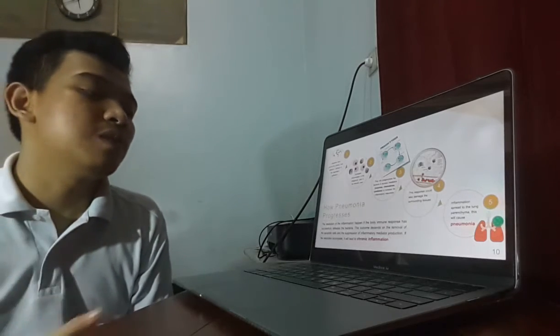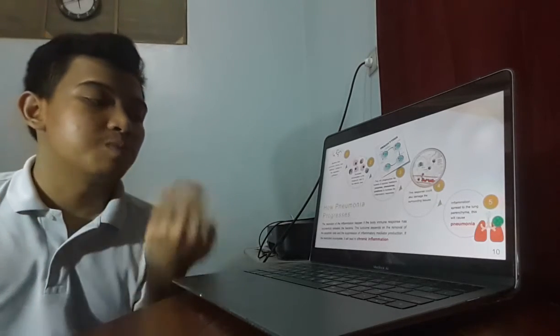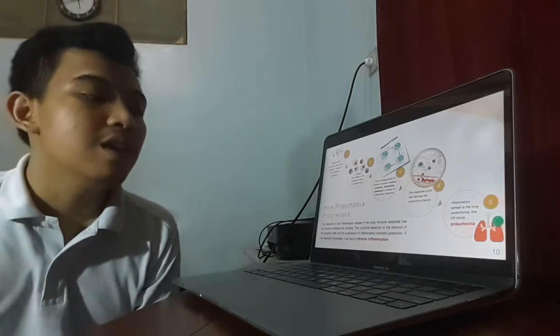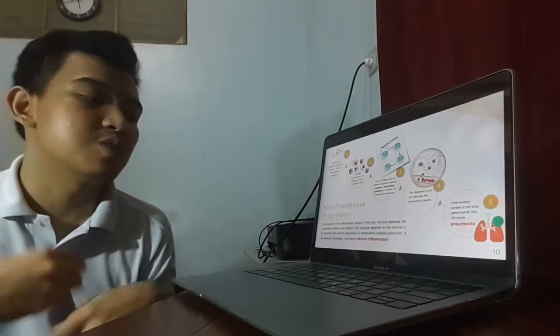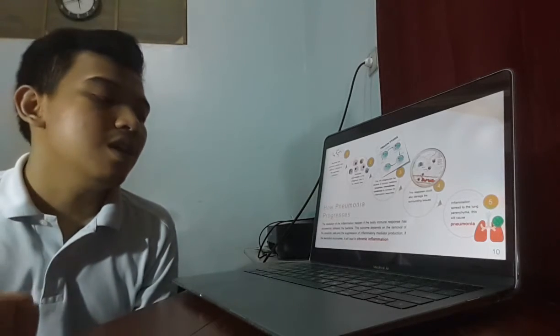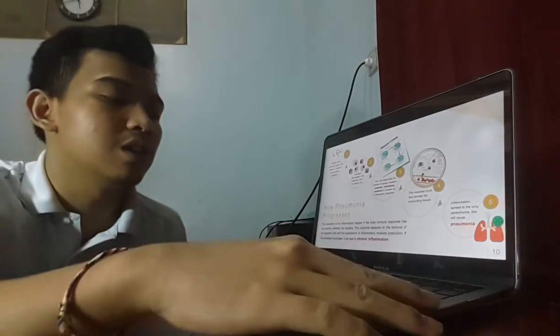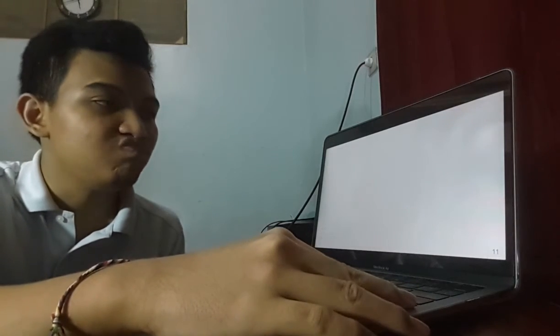Resolution of inflammation happens if the body's immune response has successfully defeated the bacteria. This outcome depends on the removal of apoptotic cells and suppression of inflammatory mediator production. So if the resolution is incomplete, it will lead to chronic inflammation.